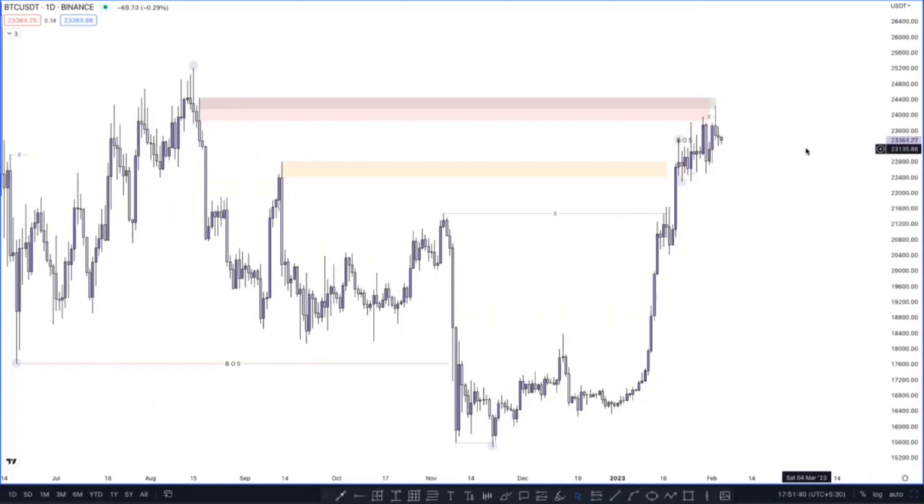Which session do you trade? I trade mostly London and New York, mostly in New York. New York has very high volume at that time.